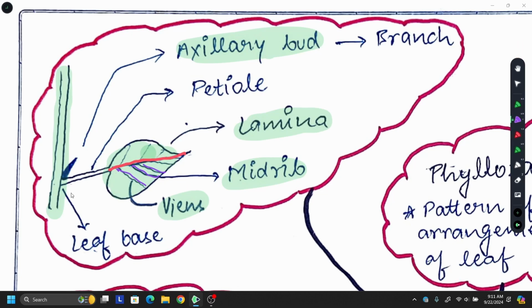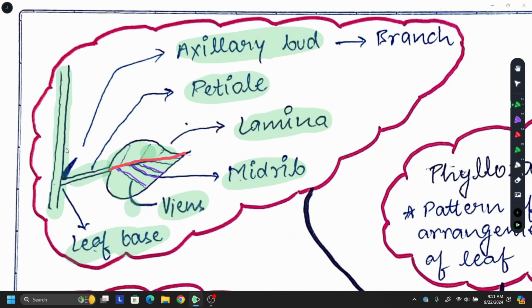Okay, now the place where stem and leaf are attached is called leaf base. This is the place where both are attached. Now the stalk, or you can say the stick, which joins the lamina and the stem, is called petiole. So petiole is the stick that you pluck along with the leaf when you pluck a leaf. Petiole is the stalk which joins lamina and the stem.